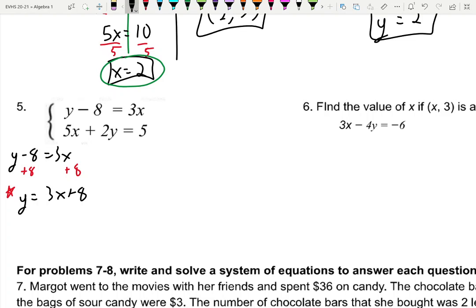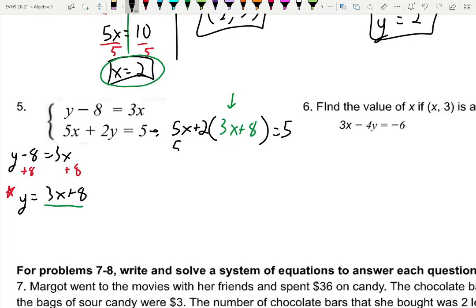We're going to substitute that into the other equation. So this came from the top one. So we're going to take the bottom equation now. 5x plus 2. Replace the y with parentheses and leave yourself enough room to fit that entire equation in there. And so I'm going to replace the y with 3x plus 8.